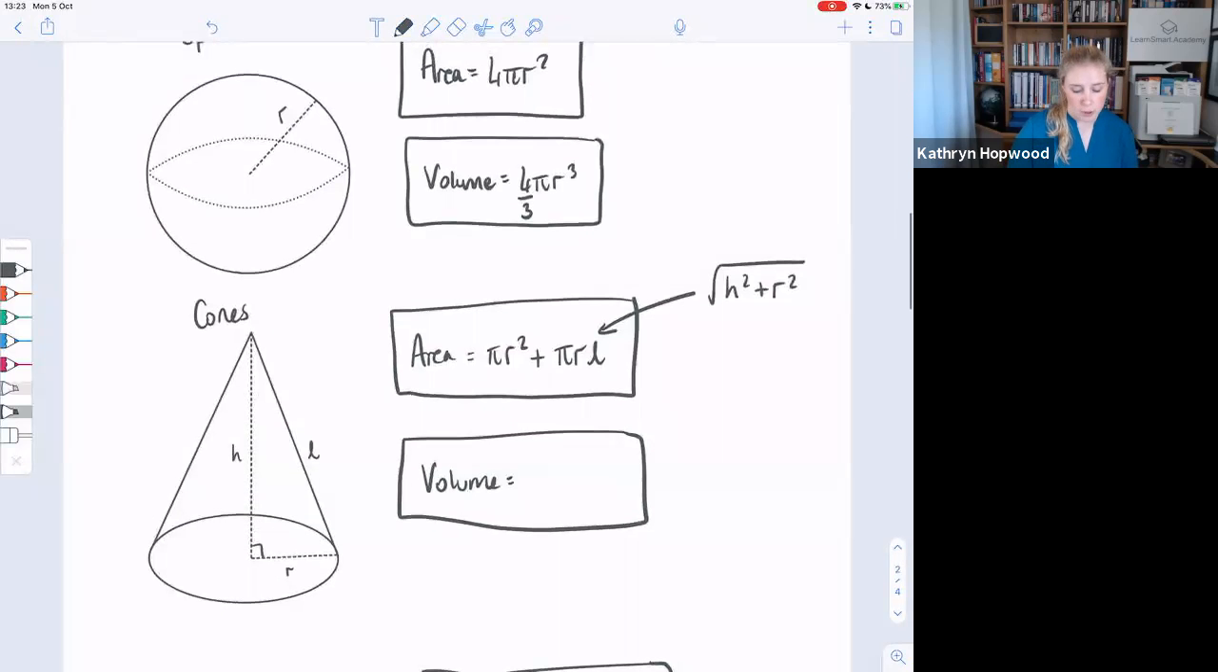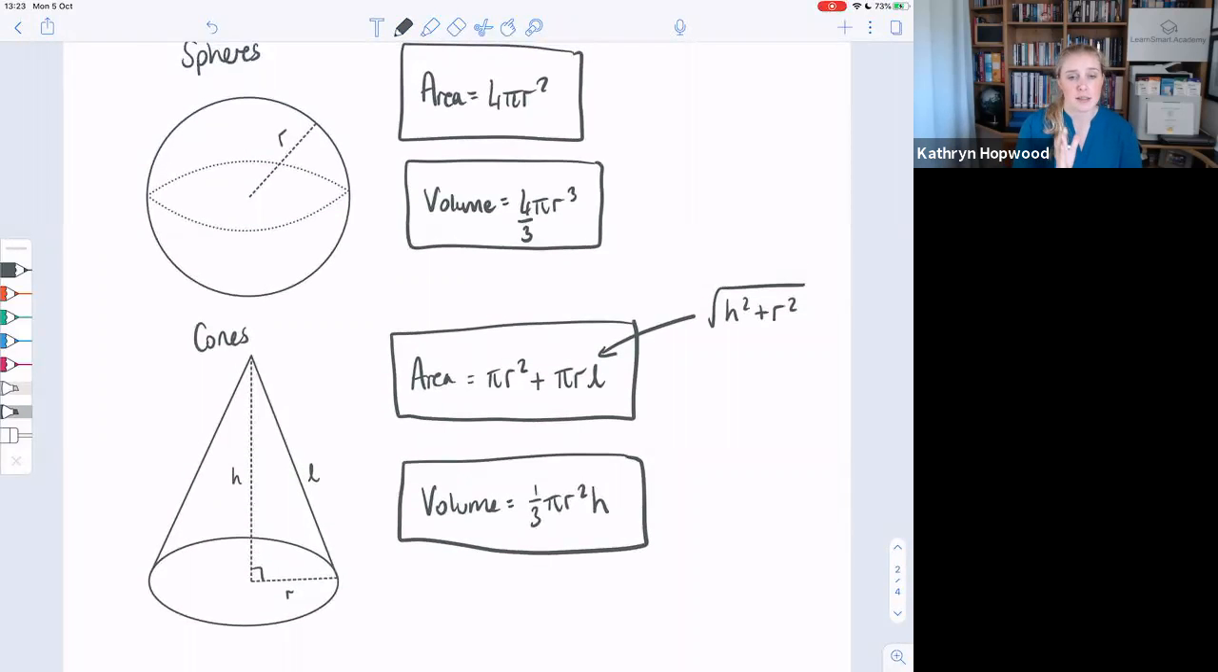Okay, the volume of a cone is given by a third pi r squared, so the area of the bottom, times h. So this time we don't have to worry about the slanted height. It is the vertical perpendicular height that is in the volume of a cone. So these top two are useful for hemispheres. These bottom two are useful for frustums, and we're now going to look at those examples.